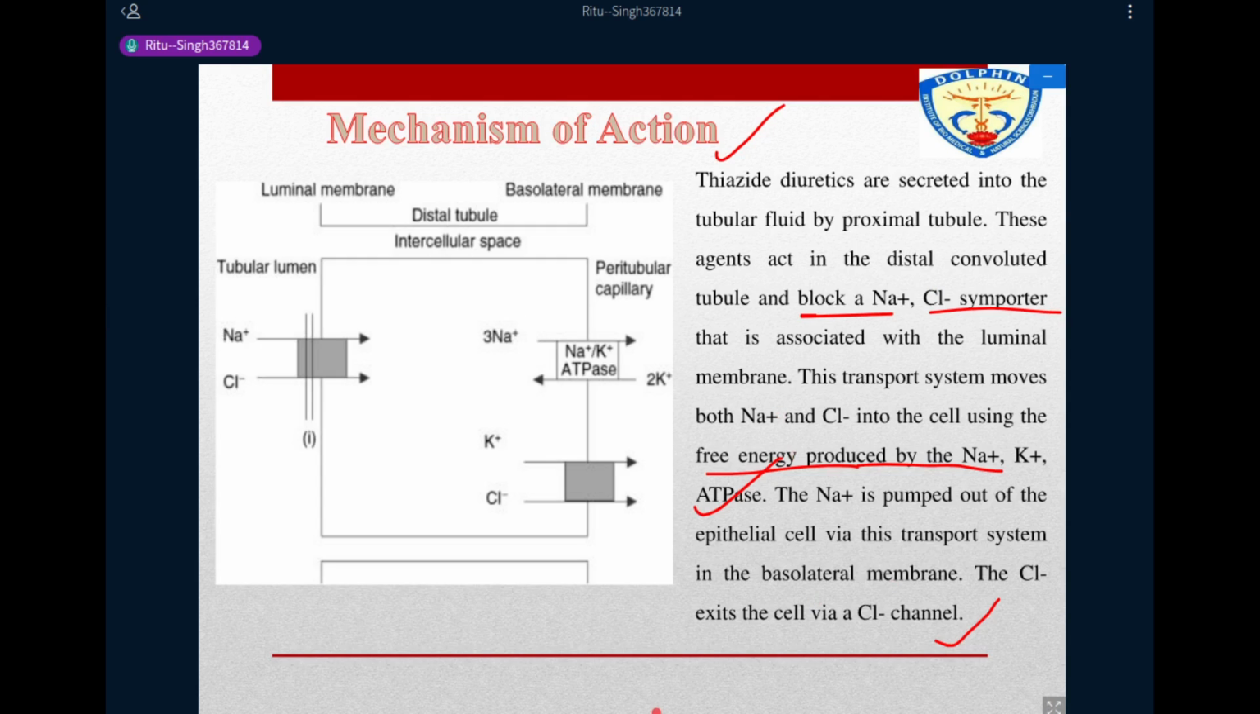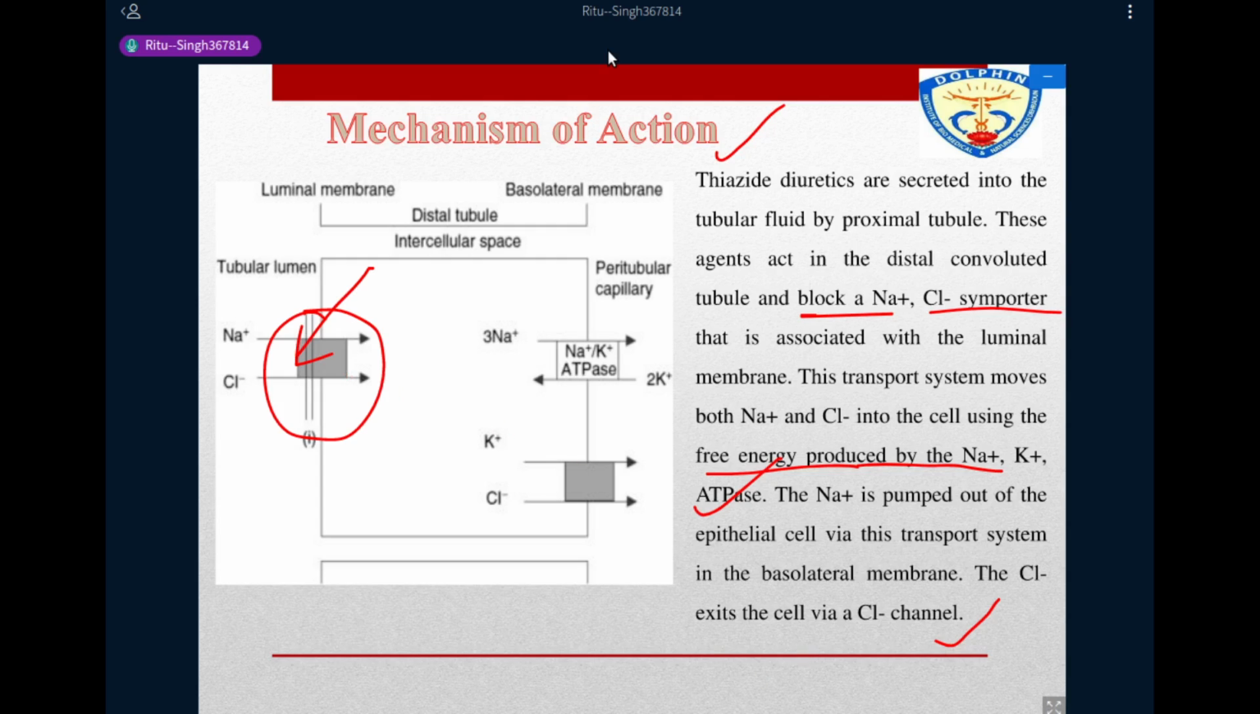Is this clear to everyone? This is the mechanism of action of thiazide diuretics. Sodium ion and chloride ion enter the cell through this symporter, but when the drug acts at this part, it blocks their action and inhibits the sodium ion and chloride ion reabsorption. Clear? And so the diuretic action results.